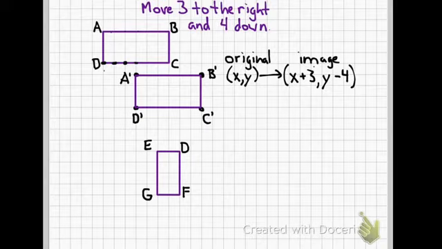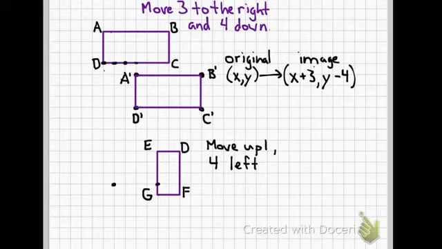So let's do another one. Let's look down at E, D, F, G. And we're going to move up 1 and 4 left. So up 1, 4 left. Each point is going to move. So let's start with G. I go up 1, 4 to the left, gives me G prime. With F, I go up 1, 4 to the left, gives me F prime.